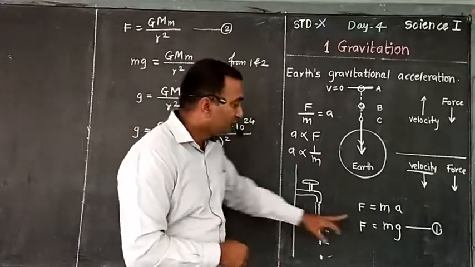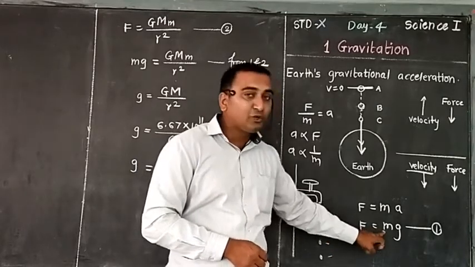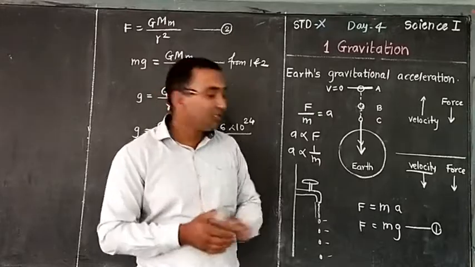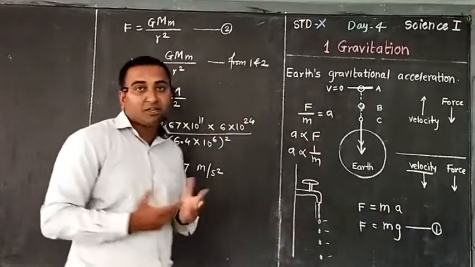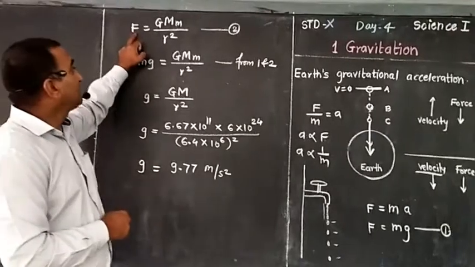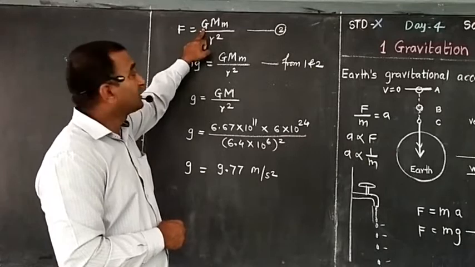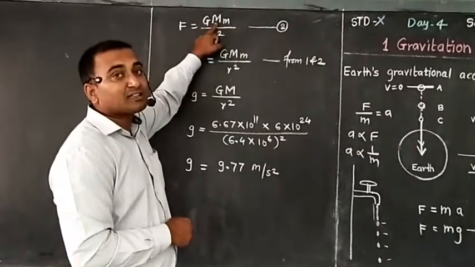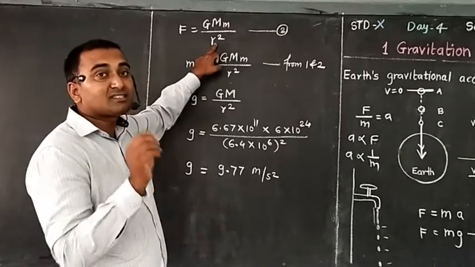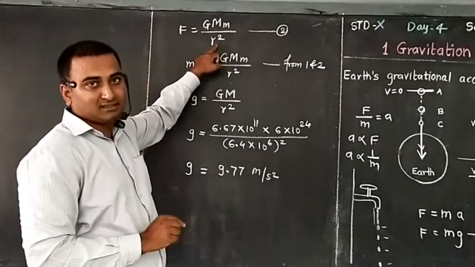See here, the first equation we have got: gravitational force is equal to mass into gravitational acceleration, that is F is equal to m into g. That is equation number 1. But we know the well-known information about the gravitational force. Gravitational force is equal to gravitational constant into mass of earth into mass of object divided by the square of the distance between the object and the center of earth. It is not a radius.